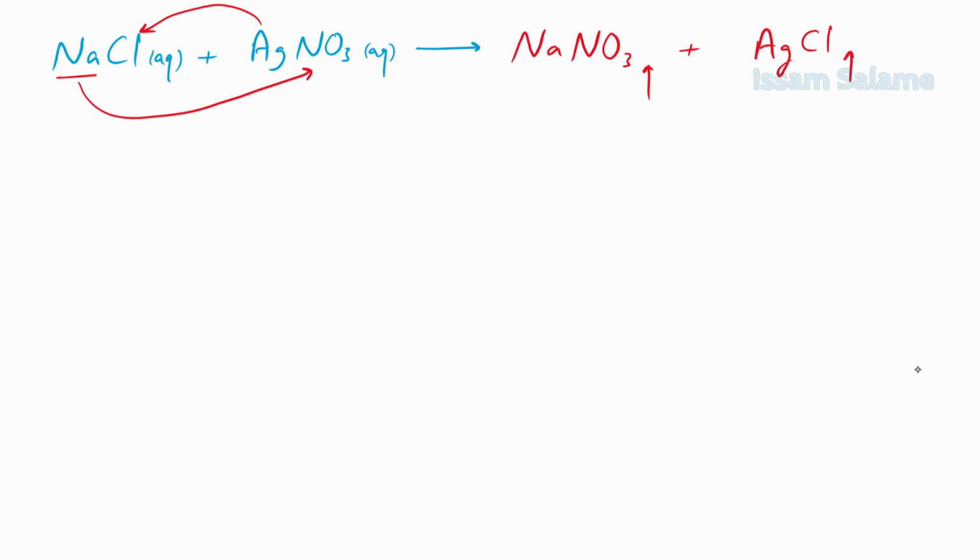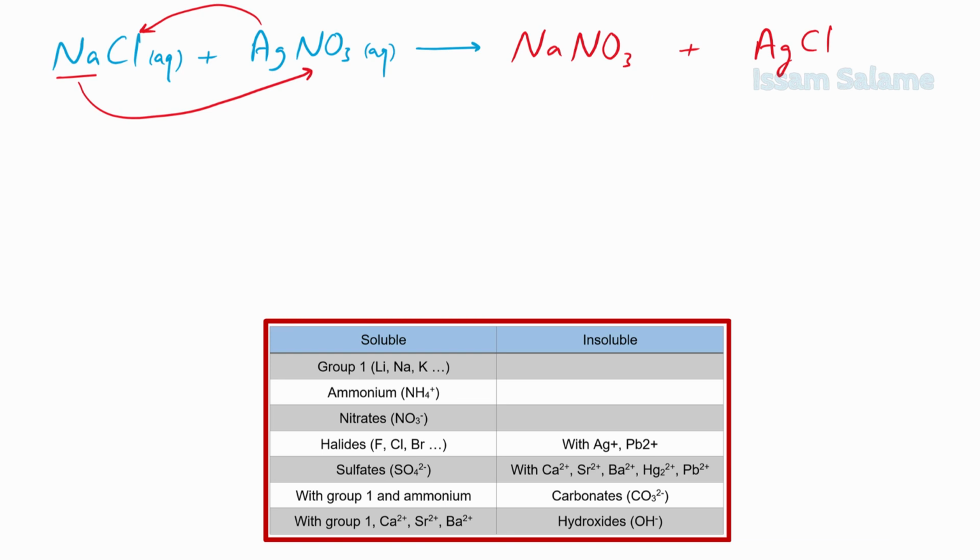Here is the question, and I want you all to listen carefully. To predict the state for ionic compounds, we should study this table, which shows the soluble and the insoluble ionic compounds. And by the way, this table is very important and you should memorize it.